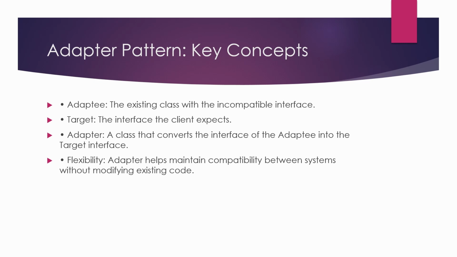The key components of the adapter pattern are the adaptee, which is the old system, the target, which is the expected interface, and the adapter, which converts the adaptee's interface to match the target. This pattern helps integrate legacy systems without altering their internal code.